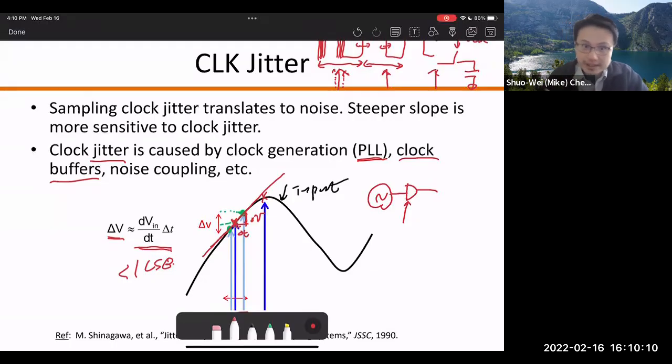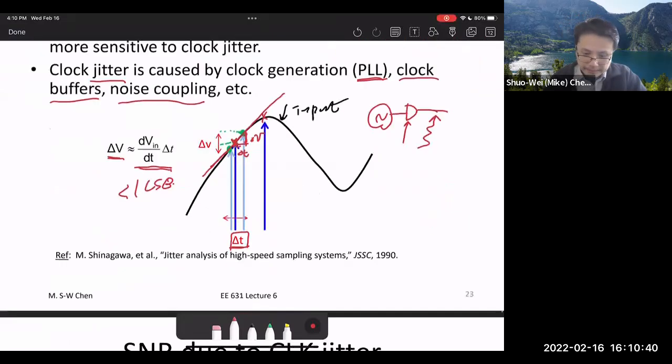And to make it even worse, if there's any noise coupling, say you're routing the clock and there's some other noise source coupling to the line, it will also cause jitter. So it's basically coming from everywhere. That's why it's so difficult to ignore this clock jitter, and why, when we design the track and hold circuits, we have to take a deeper look at this clock jitter.